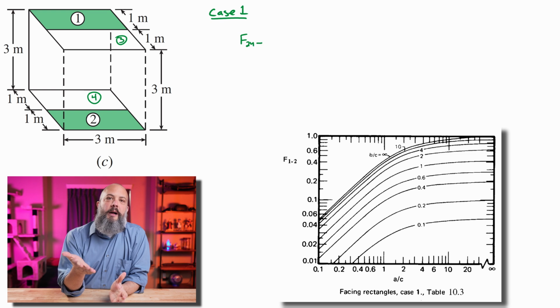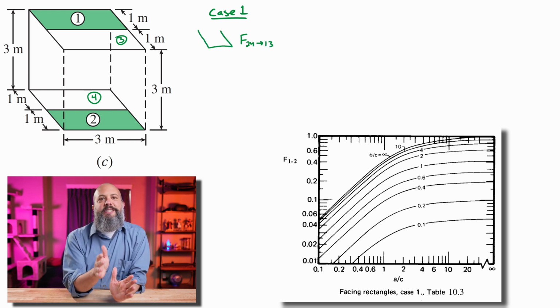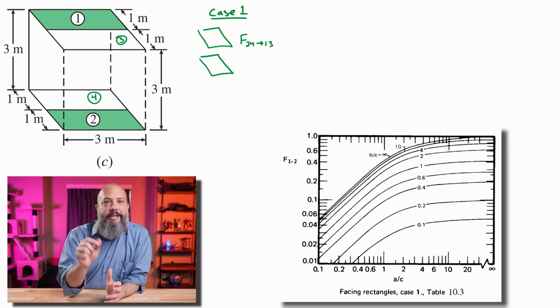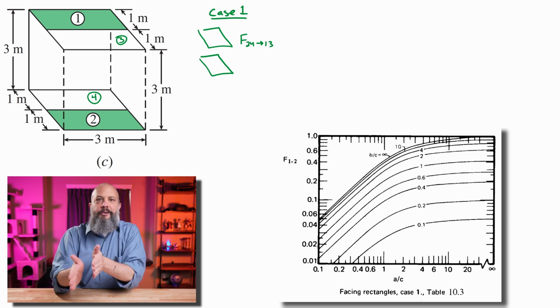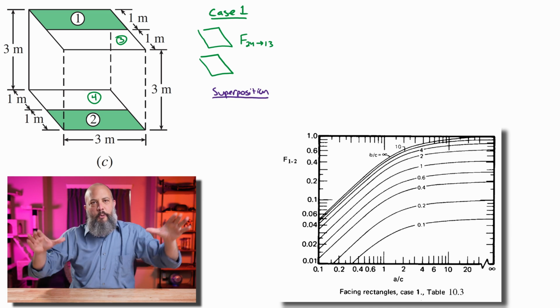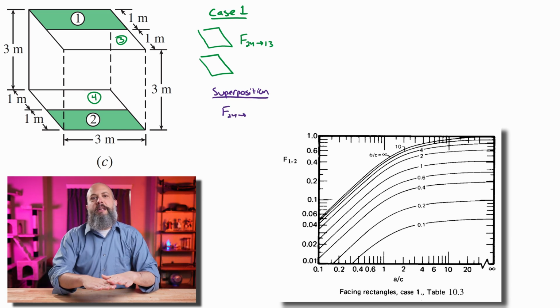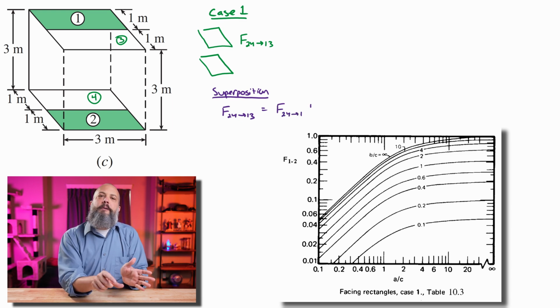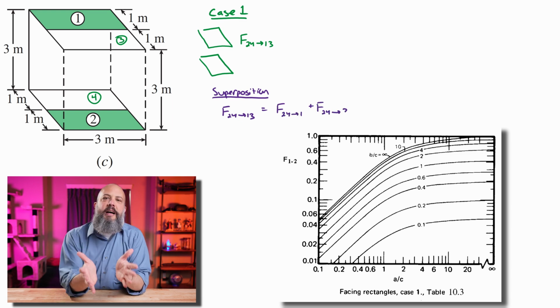So for this problem, I'm only really going to be able to solve two things by themselves, either 1 to 4 or 3 to 2, the small ones that are on top of each other, or the combined 1,3 to 2,4, the whole top to the whole bottom. I'm not going to be able to do 1 to 2,4, right? They have to be the same size.